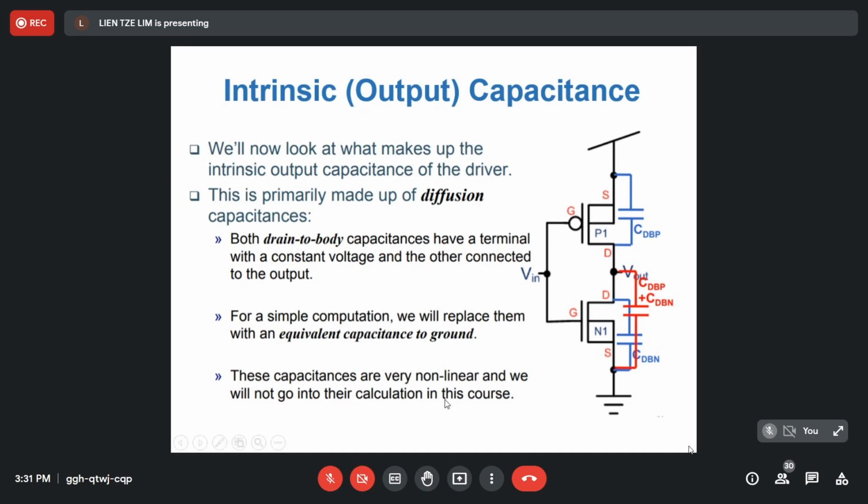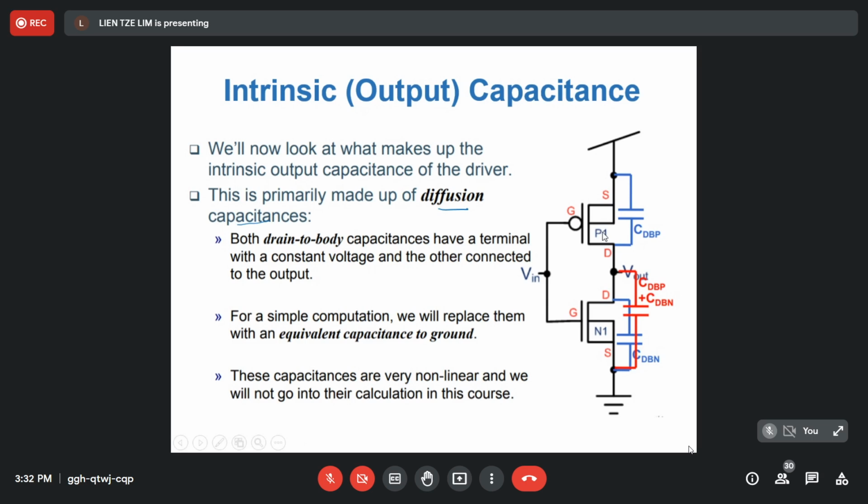What makes up the intrinsic output capacitance of the driver? It is primarily made up of the diffusion capacitance. Both drain-to-body capacitances have one terminal at a constant voltage and the other connected to the output. For simple computations, we will replace them with an equivalent capacitance to ground. These capacitances are very non-linear and we will not go into the calculations in this course. So based on the statement here, we know that intrinsic capacitance is actually the diffusion capacitance.